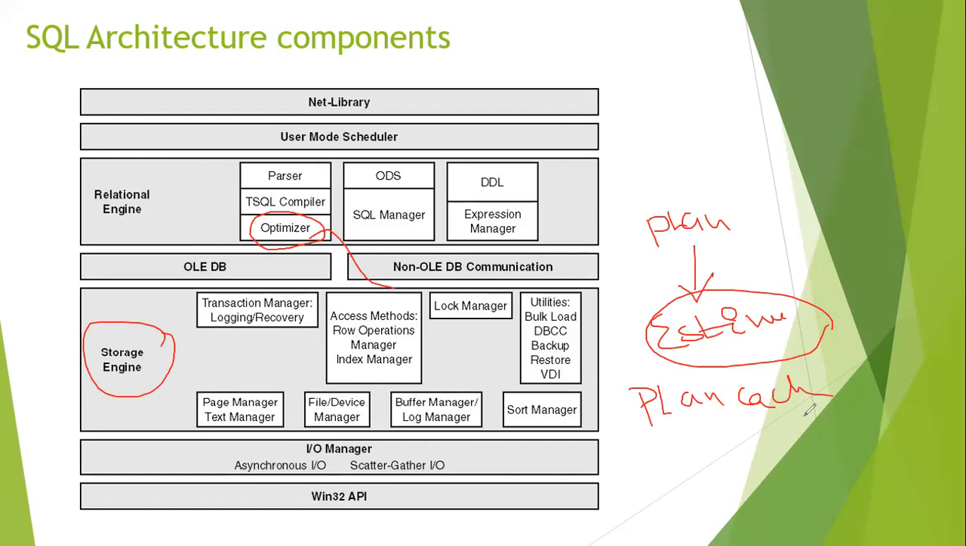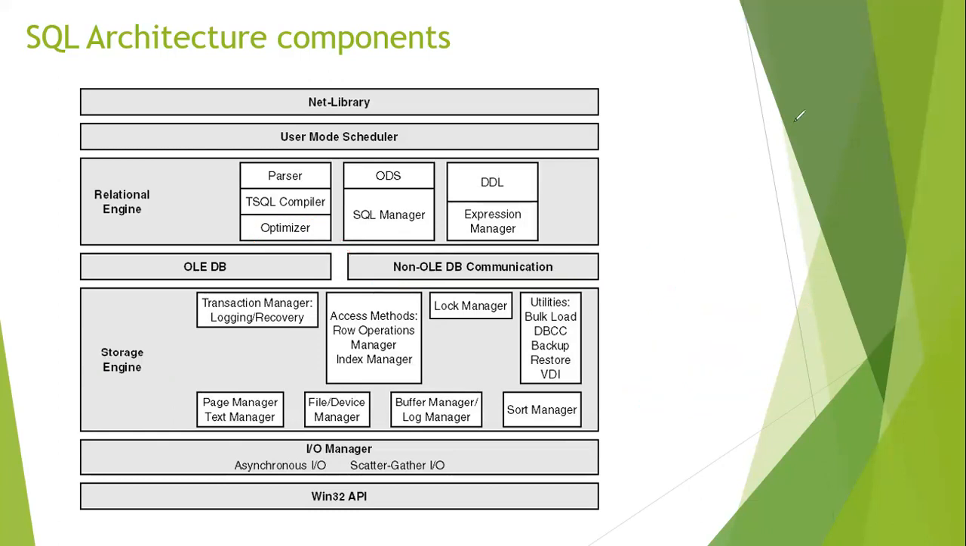If the same query executes again, it will pick the plan and go ahead and execute the query, right? So that is what the query optimizer does. Once the query optimizer generates a plan, the plan is sent to the query executor, right? The query executor executes the query.